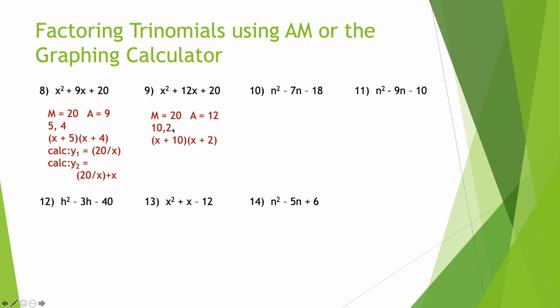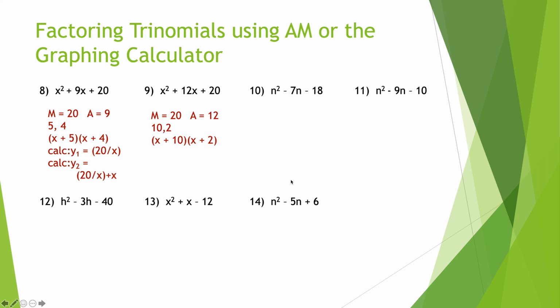X times x is x squared. X times 2 is 2x's. 10 times x is 10x's. 2x's and 10x's do add up to 12x's. There's my A part, right? M is at the end, A is in the middle, just like in the morning, AM. And then 10 times 2 is 20, so the M checks also. So most of the time, these are fairly easy, and you can get them off the top of your head.